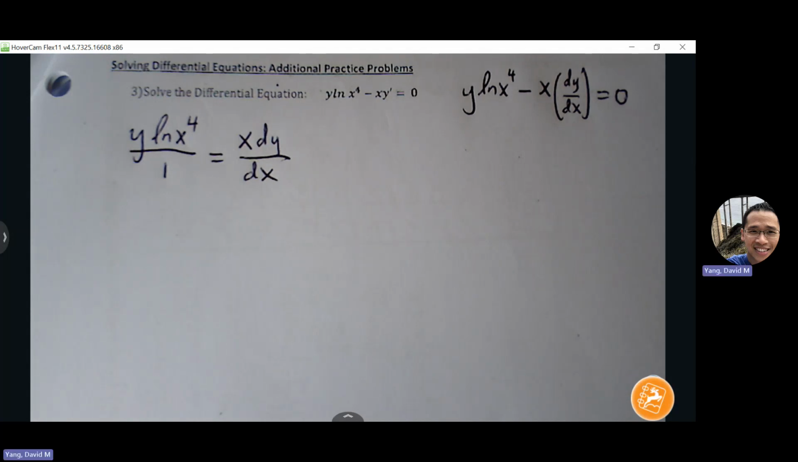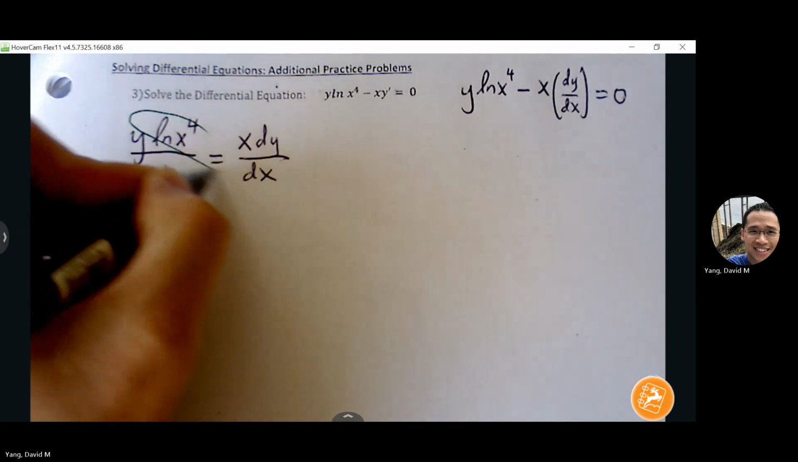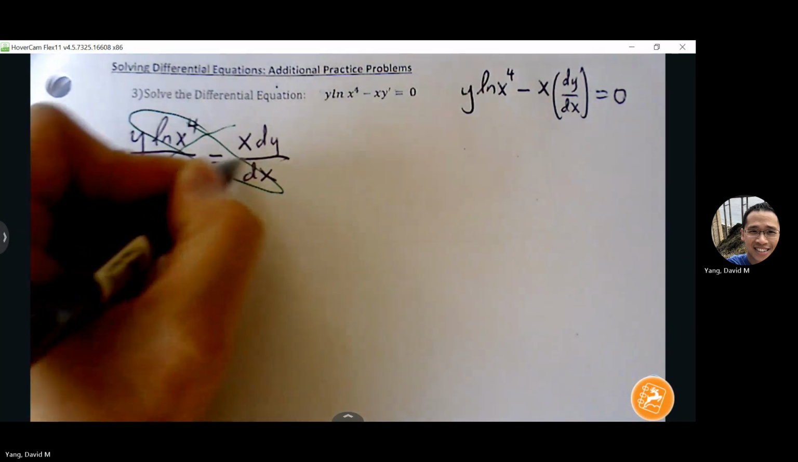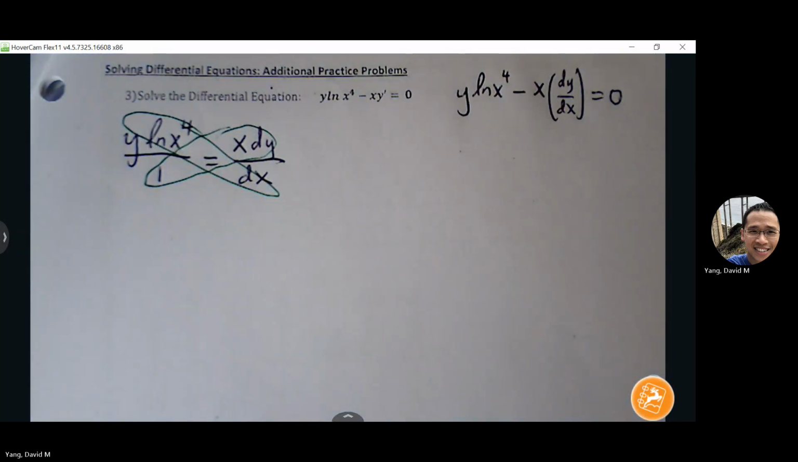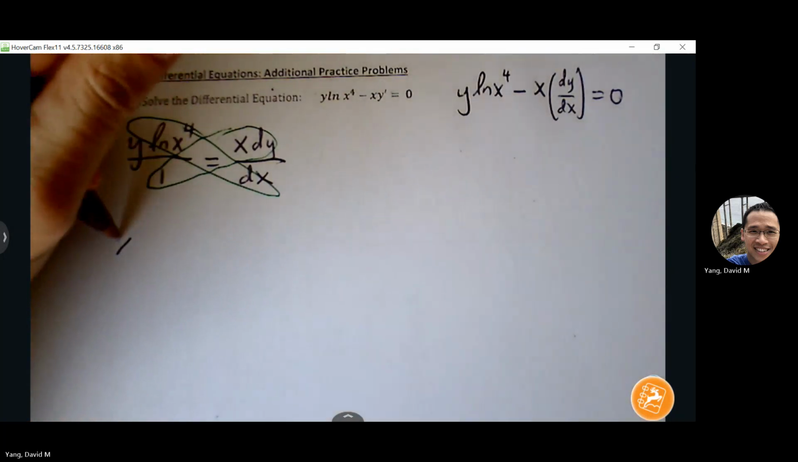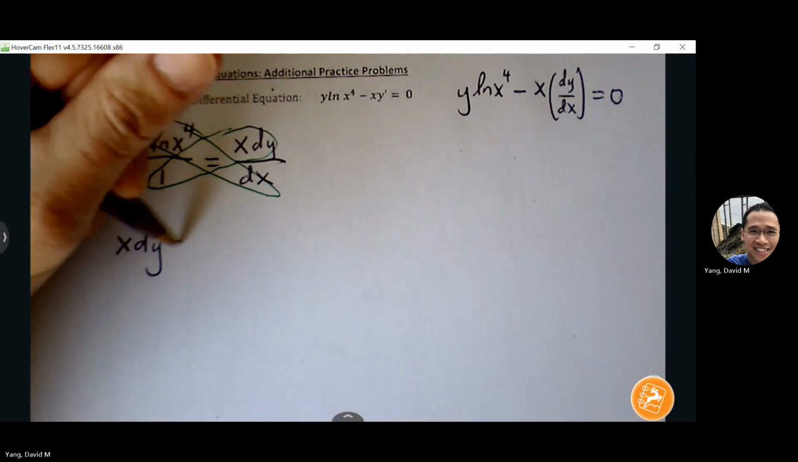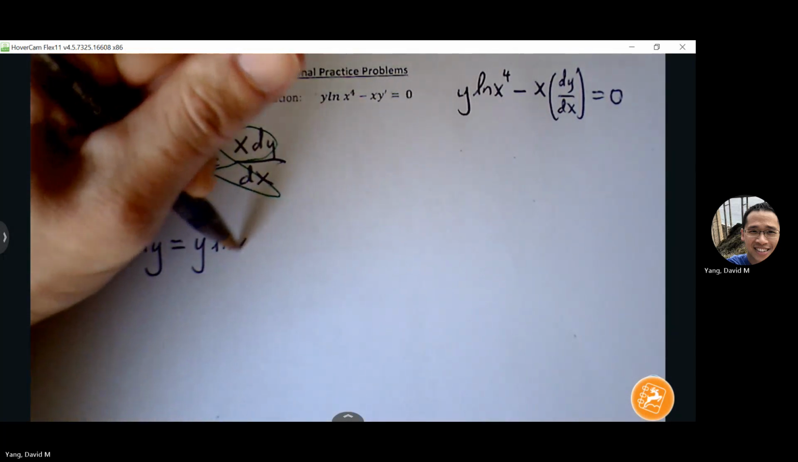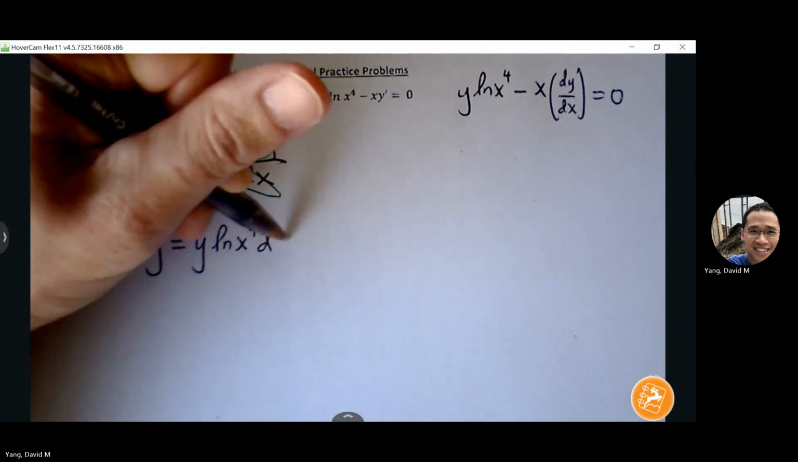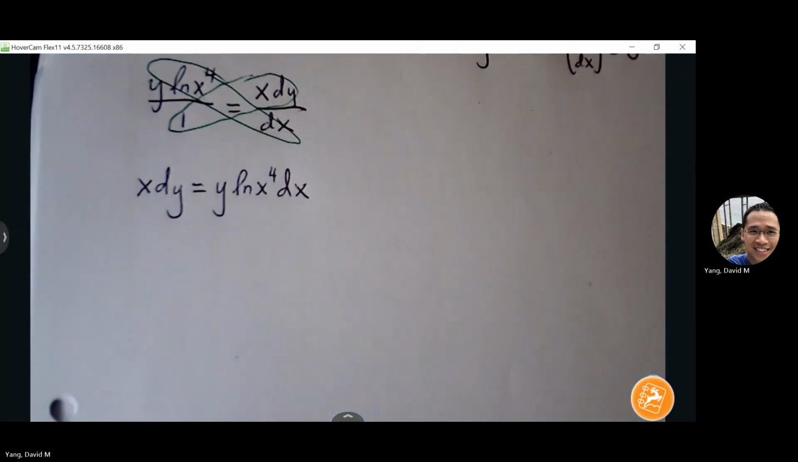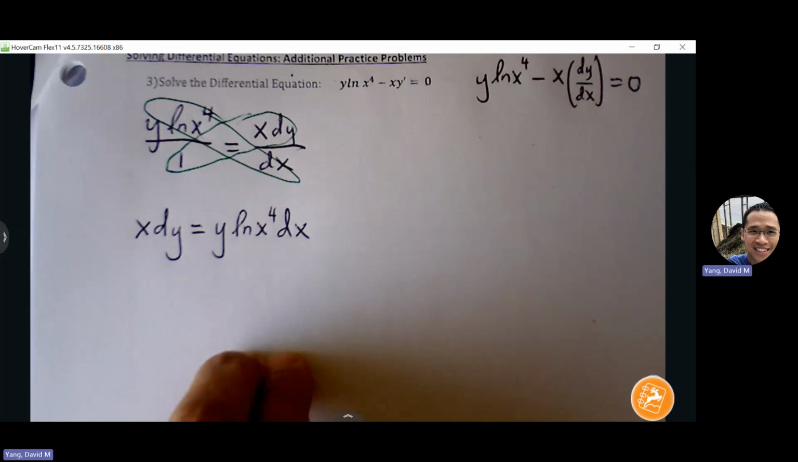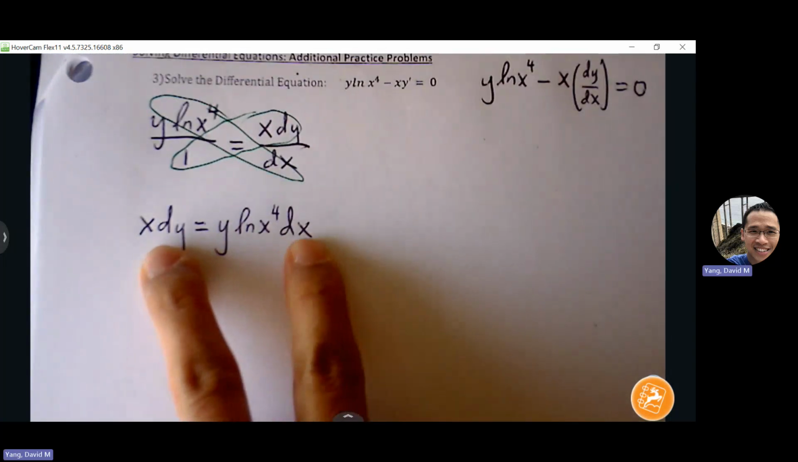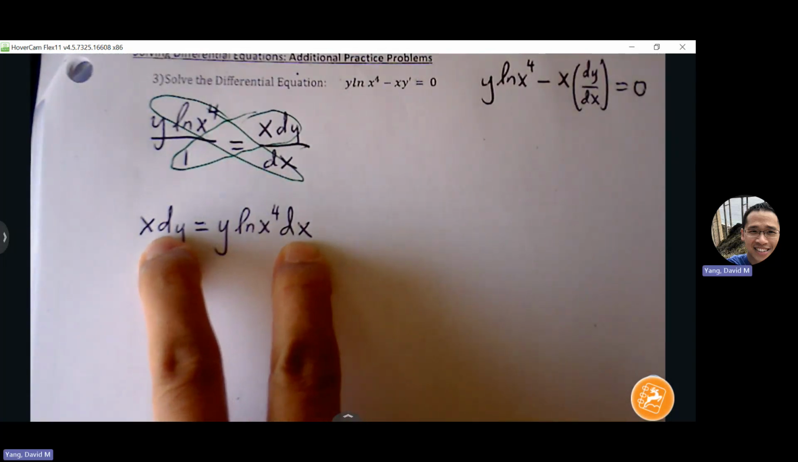Okay, everybody good so far? Okay, next step, cross multiply. Still looks messy, I know, but at least we have some things set in place.